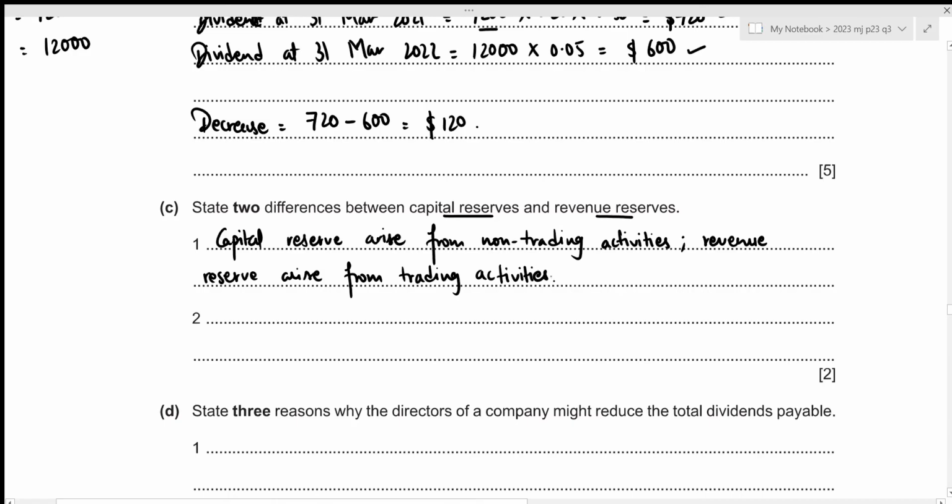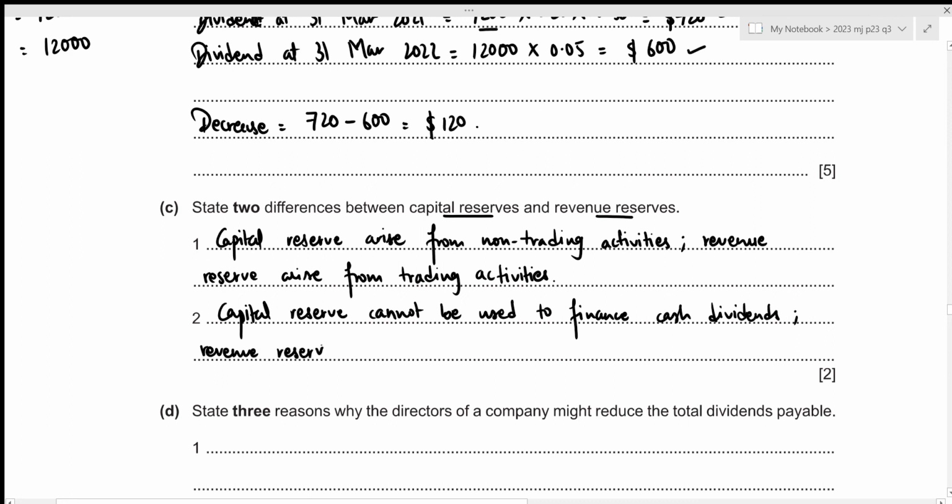Now, the second difference is that capital reserves cannot be used to finance cash dividends because we can only deduct the dividends paid from our retained earnings, which is basically the accumulation of profit, which can be categorized as our revenue reserve. So, capital reserves cannot be used to finance cash dividends, whereas revenue reserves can be used to finance the cash dividends. Alright, that's all for the third part of this question.